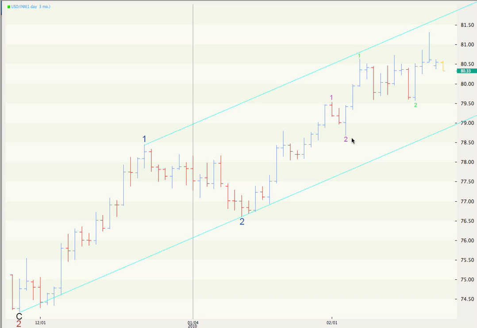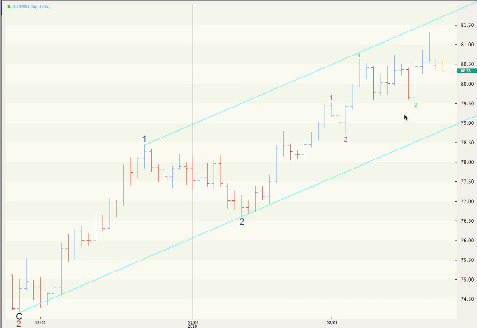A target for the next couple of weeks upwards for wave 3 pink is 81.61. A further away target in time for the end of this third wave blue, 83.5. And this wave count at the daily level is invalidated by any movement below this point here, 78.44.